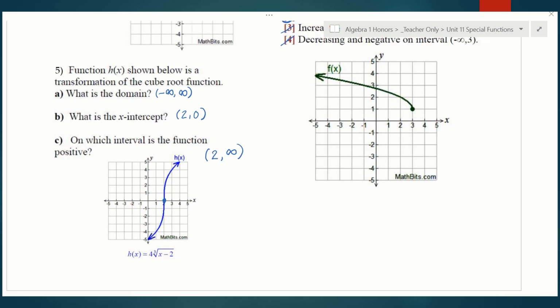All right, guys, great job. I know that's tricky, but we will not be doing much more than that with our square root and cube root functions. As long as you know your basic characteristics, you will be good, and we will practice this more. So good job.